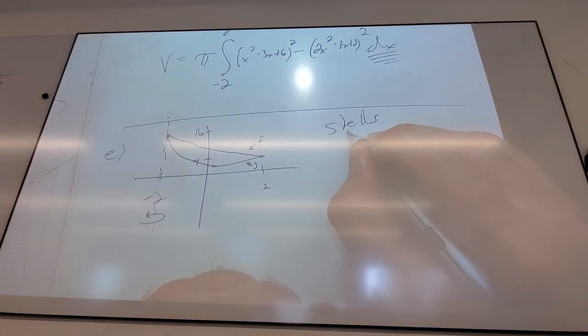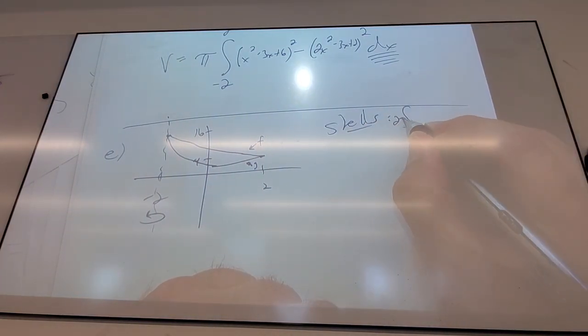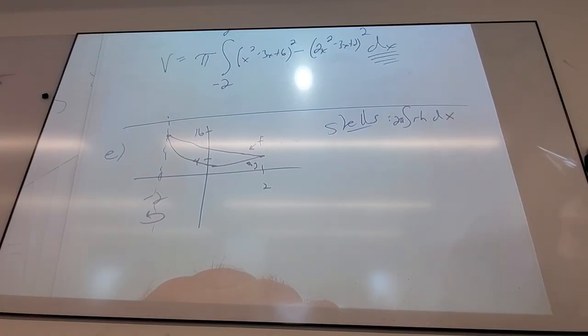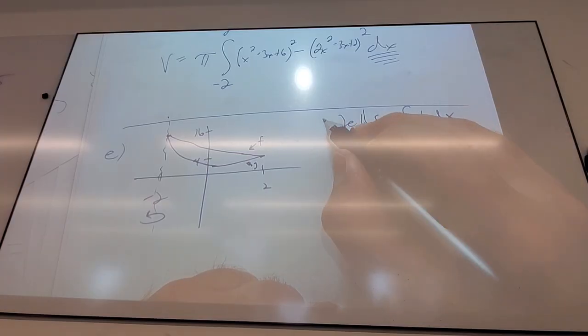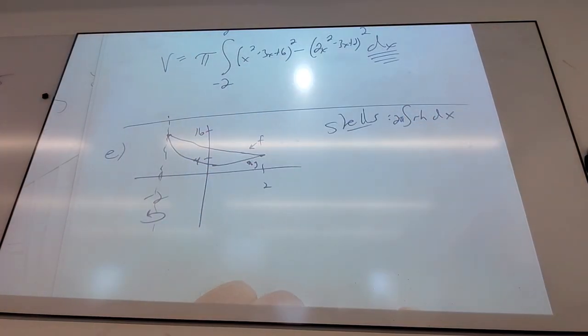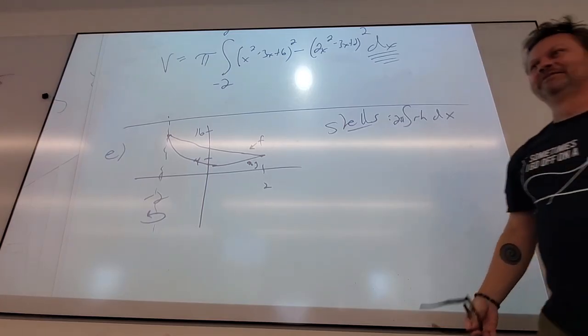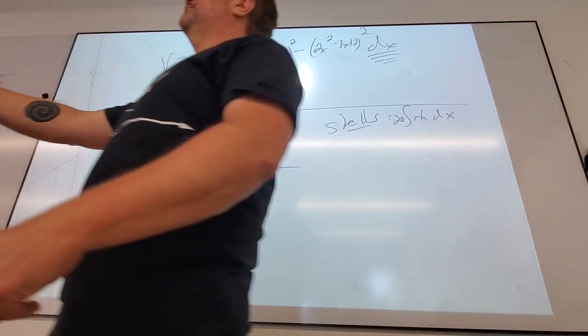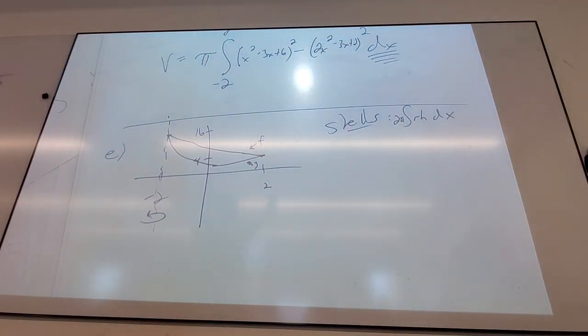Because shells will allow me to do dx. Disks would need dy, because disks are always the thing you're parallel to. I'm parallel to the y-axis, so this would be dy. I can't solve my function for x. I could, but I don't want to.